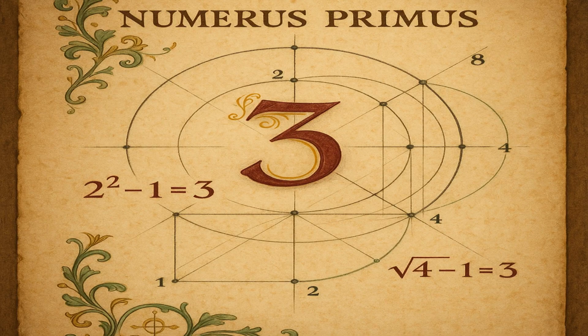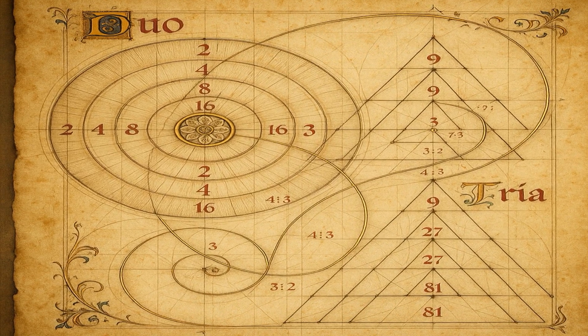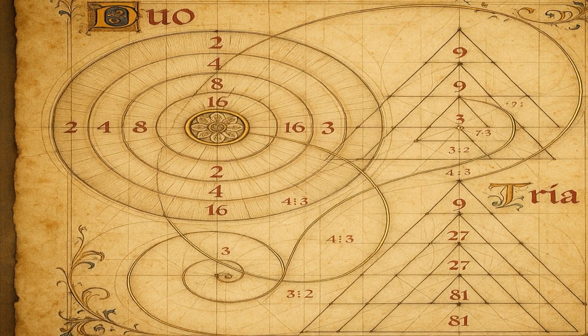3's mathematical significance becomes truly extraordinary when we examine its role in prime number theory. 3 is the only prime number that's 1 less than a perfect square, 4, and it's the only prime that's 1 more than a power of 2, 2 squared minus 1. This dual relationship with powers of 2 creates mathematical harmonies that resonate throughout number theory.